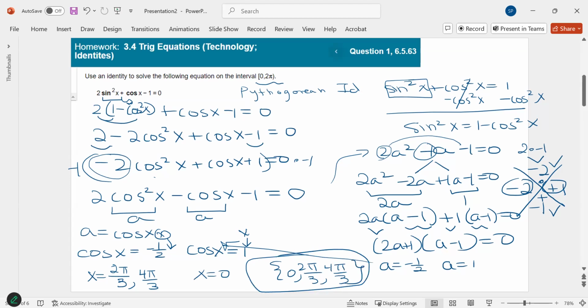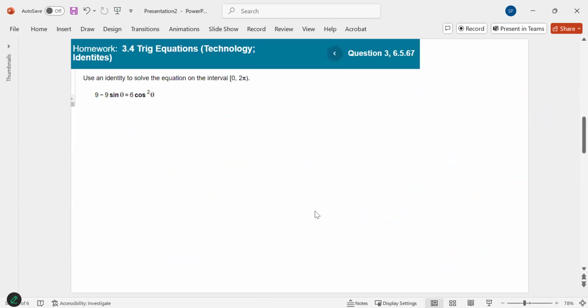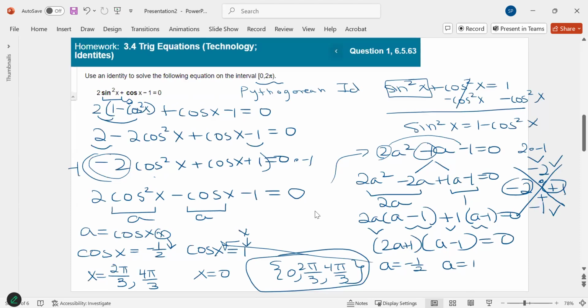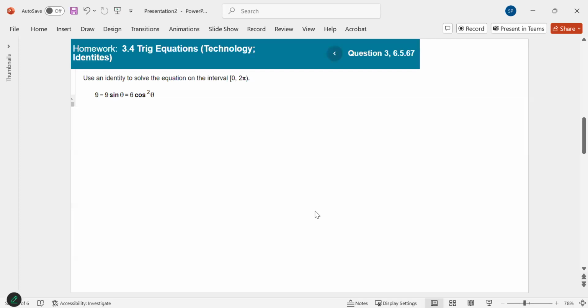Okay, let's look at another problem together. This is question 3: 9 minus 9 sine theta equals 6 cosine squared theta. Again, you have a sine and a cosine squared.